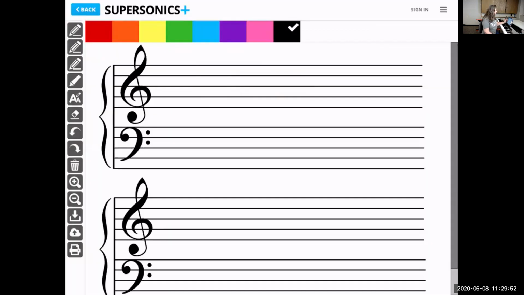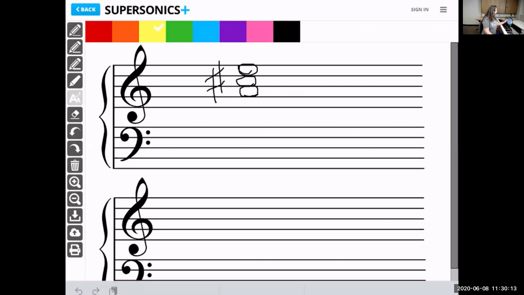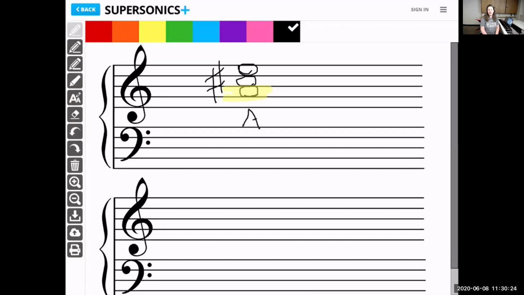So the next one is the one that I mentioned at the beginning. This one is already in root position. So this one you should get right easily. We have an A, a C sharp, and an E. Our bottom note is the root, and it names the chord. And our bottom note is an A. And again, we are not looking for the quality, major or minor. We just want to name the root.